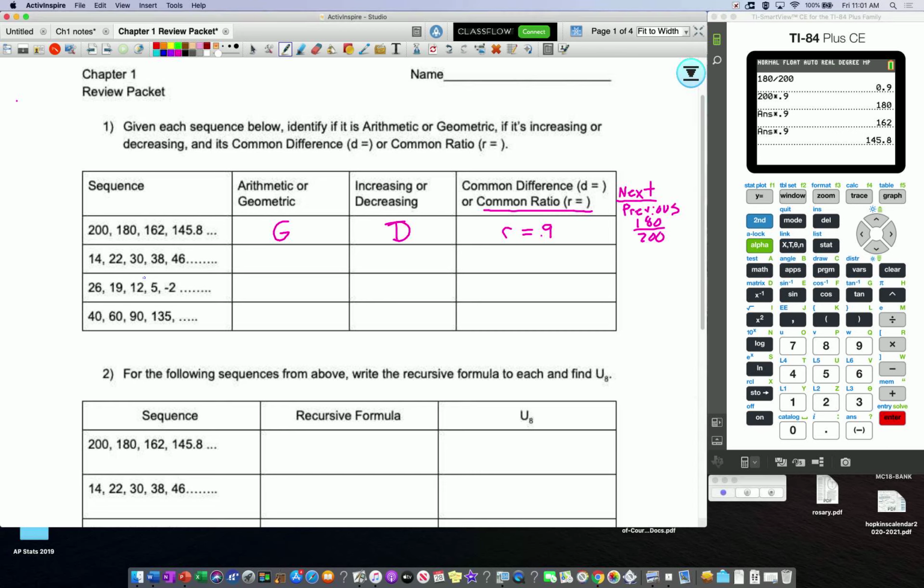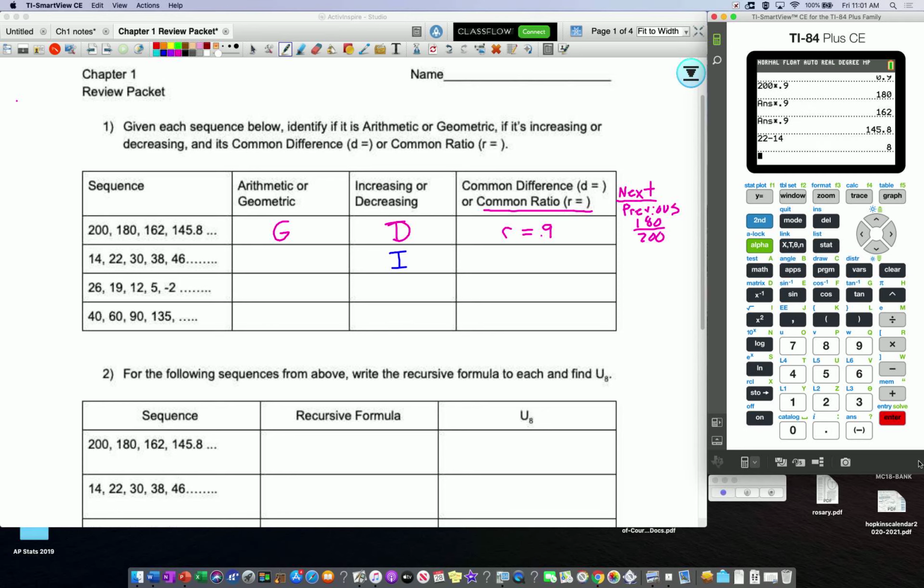14, 22, 30, 38, 46. I can see it's going up, so I know it's increasing. 14 to 22, if I subtract the two, I can't figure it out right away, so I can use my technology, and it is 8. Well, 22 plus 8, yeah, that's 30. 30 plus 8 is 38. So I know that this is arithmetic, and the common difference is a positive 8. Wow, that one went quick.